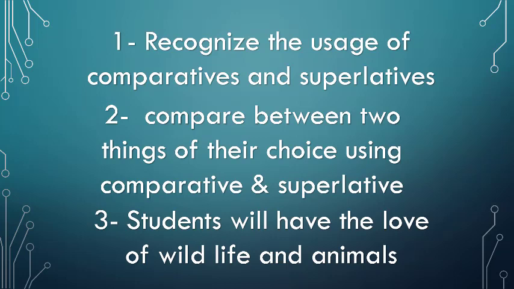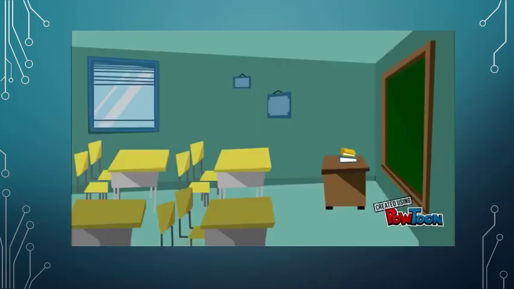Our objectives for today are: number 1, recognize the usage of comparatives and superlatives. Compare between two things of your choice using comparative and superlative, and you will have the love of the wildlife and animals. After you have watched the video, what do you think our lesson will be about?